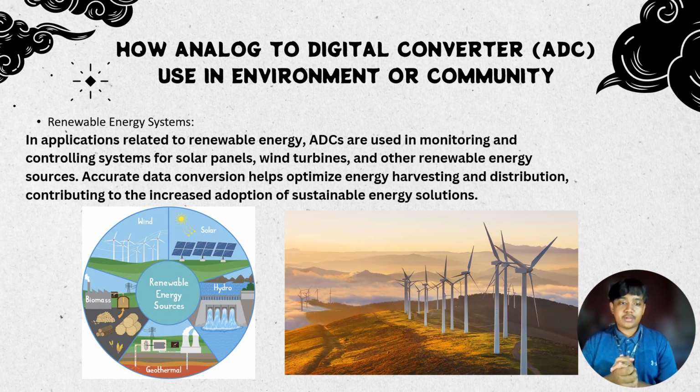Second is renewable energy systems. ADCs are used in monitoring and controlling systems for solar panels, wind turbines, and other renewable energy sources to increase adoption of sustainable energy solutions. An example is hydroelectric, where we use it to calculate how much electricity is produced per day.